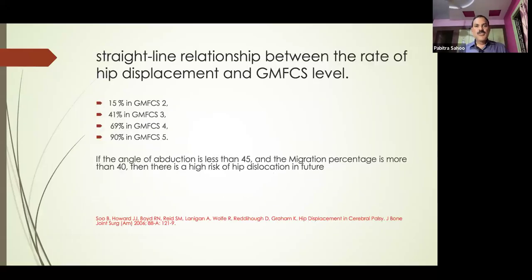If you compare hip subluxation with respect to the GMFCS level, the relation is almost a straight line. As the GMFCS level increases, the chance of subluxation or dislocation gradually increases, from 15% in GMFCS 2 to 90% in GMFCS 5. Just imagine the extent of prevalence of subluxation and dislocation of the hip in CP, especially in GMFCS 5.